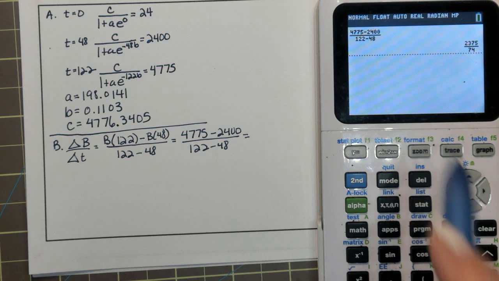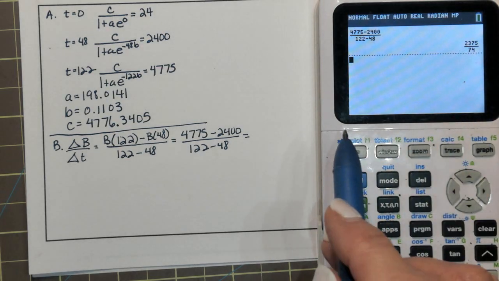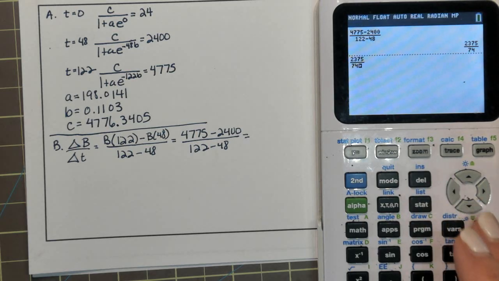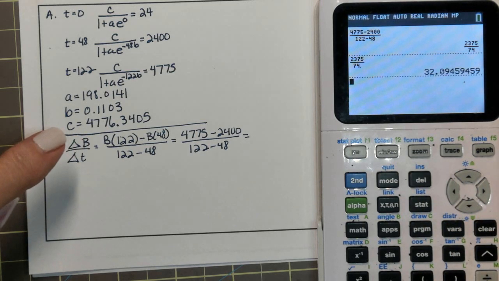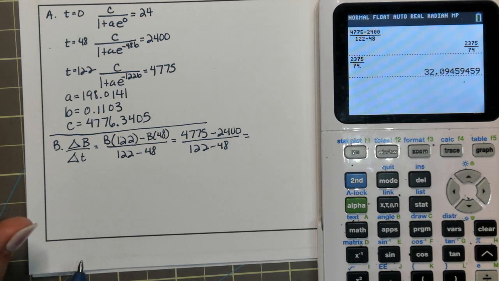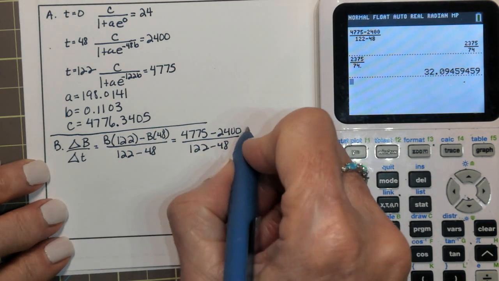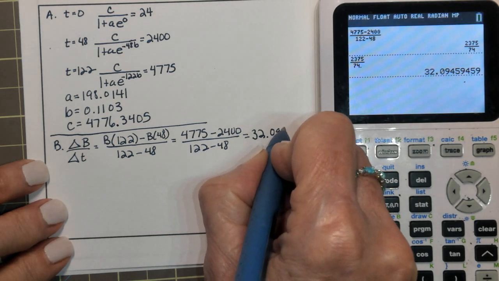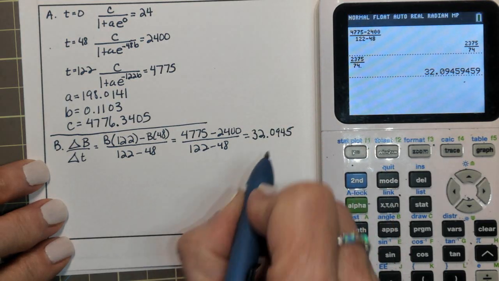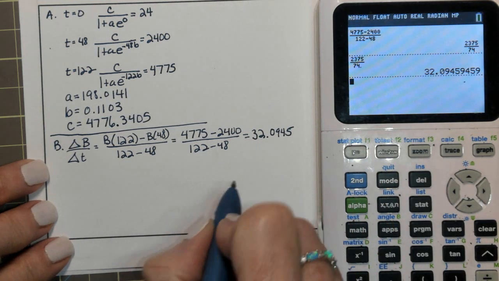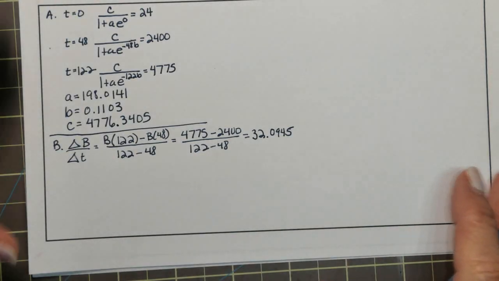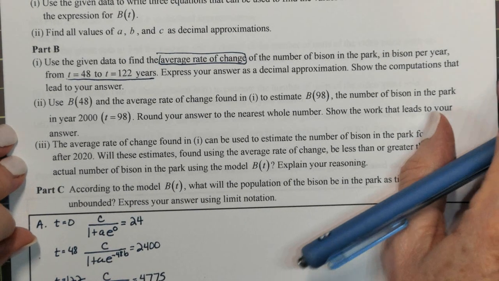Now that gave me a fraction, and we need it to be a decimal. So all I have to do is come up, put a decimal point after one of these numbers, and it will automatically change that to a decimal. Okay, so this is 32.0945. At least 3 digits after the decimal point have to be showing. Okay, so that was our average rate of change. That was worth a point. So we already have half of the points possible for this FRQ.